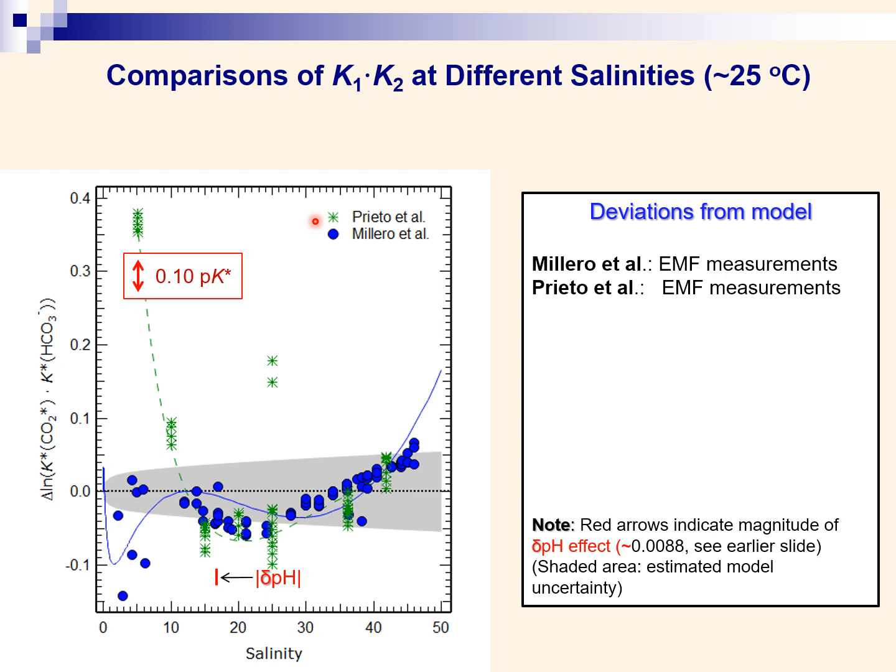Next, in green, we add the results of Prieto et al., which are also EMF studies. There's quite good agreement with the work of Millero et al., but only above salinity of 15 or so. And for some of these experiments by Prieto et al., the pH was determined spectrophotometrically, but I don't believe that there's a notable difference between those results and those in which the pH was not determined in that way.